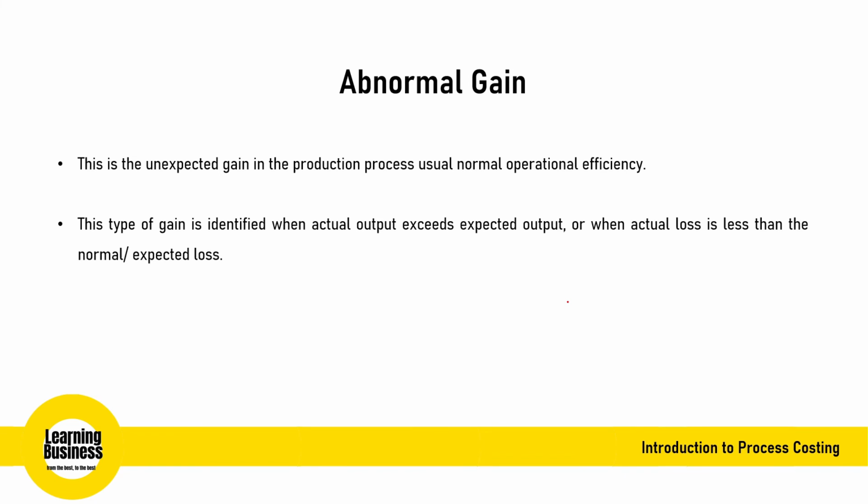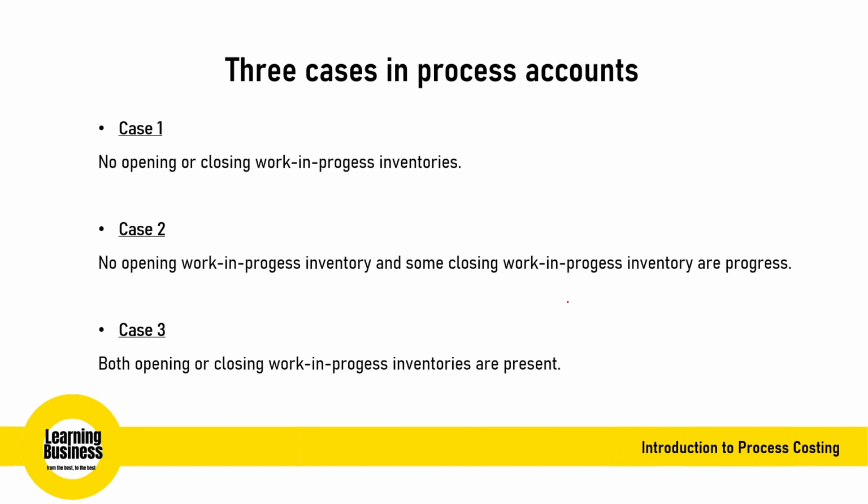There is also something called abnormal gain. In certain situations, even when you're operating at correct or optimal efficiency levels, unexpectedly you might receive a higher output than expected output. Your actual loss would have been lesser than your normal loss. It's something abnormal, something unexpected. In that situation, that additional output received is recognized as the abnormal gain.